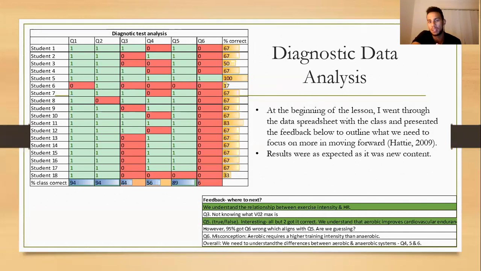Now, this is expected as this was new content to all the students. And then what I just said was literally taken out of that bottom table, the feedback table, which I showed to the class and went through, which was important on how we move forward as a class.